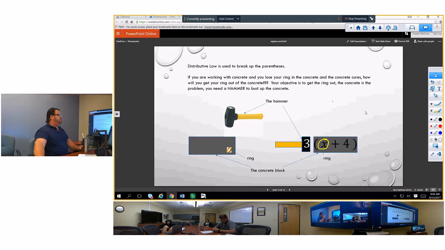Your ring is the x down here. That's your ring. You can't get it out because this is a concrete block. That parenthesis is a concrete block. So you've got to take that 3 and bust up that block to get it in pieces to where you can get the ring out. And that's what the distributive law is. So whenever you see a number outside of parenthesis, you know that you're going to have to use the distributive law because you can't touch what's inside those parentheses because it's a concrete block.